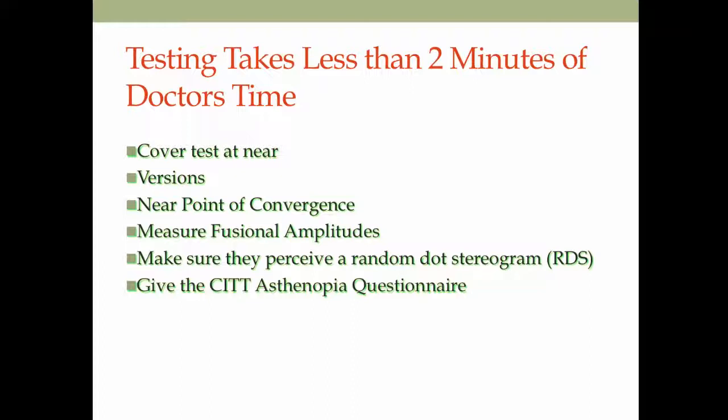Cover testing, make sure your occlusion is over the eye for a couple seconds before you go to the other eye. Make sure you occlude enough to release some of that slow vergence so that you can really see it. Measure fusional vergence with a prism bar so that you can see their eyes and know if they're suppressing or not. Your technician should use a random dot stereogram to make sure that they're binocular and use the CIT asthenopia questionnaire.